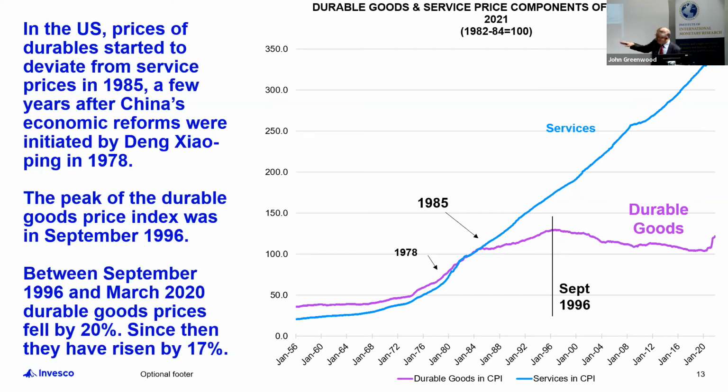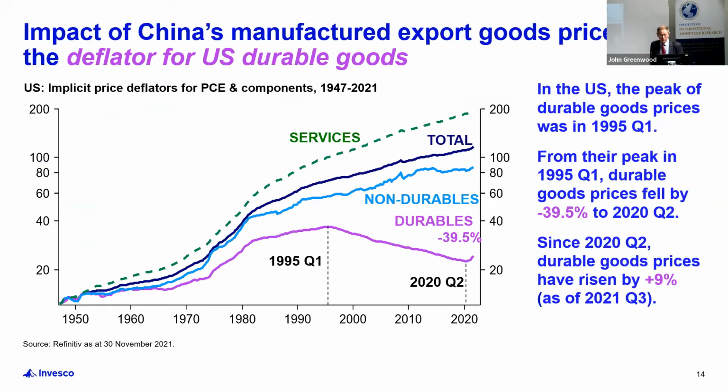So for the next few years, from 1996 until COVID, the right-hand side here, durable goods prices were falling. And I can show you that in another way too, using not the CPI, but the components of the deflator for personal consumption expenditure in the United States. So the total is the total personal consumption expenditure deflator, and that's split into services, non-durables, and durables. Non-durables is things, as I say, like food and clothing, which we use for a while and then we dispose of. But notice that from the peak of that durables pricing increase, they declined by nearly 40%, by 39.5%. But since then, they've risen by 9%.